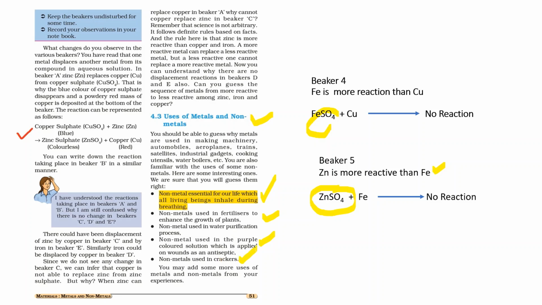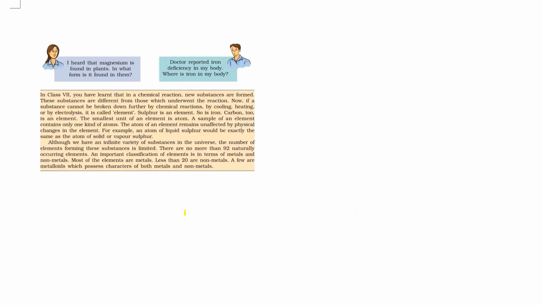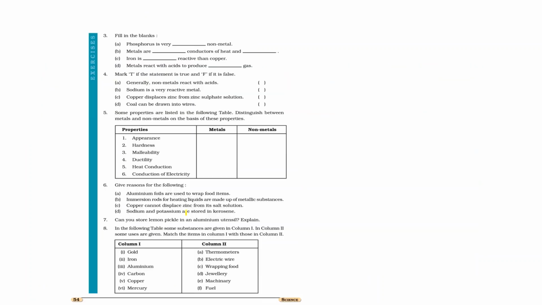Sulfur powder is used in crackers, while metals are the building block of any infrastructure. We see that metals are used for building houses, bridges, railroad connections, and much more. Now coming towards the questions and answers.